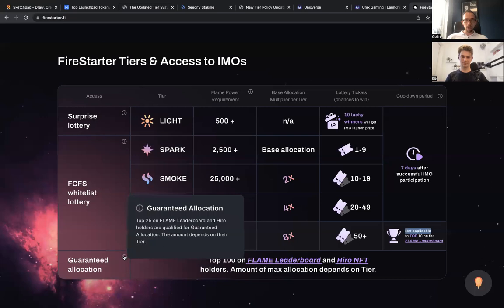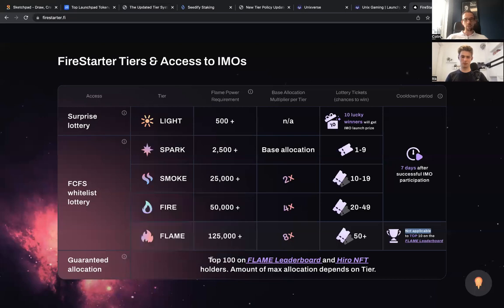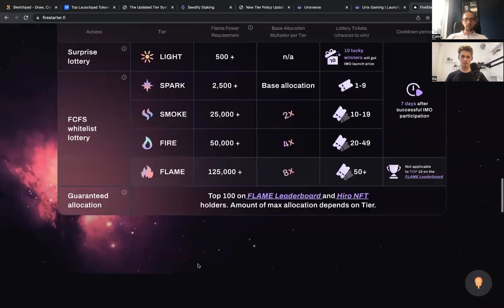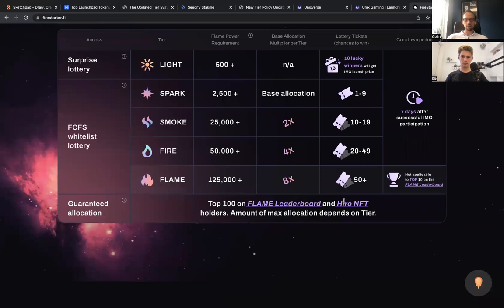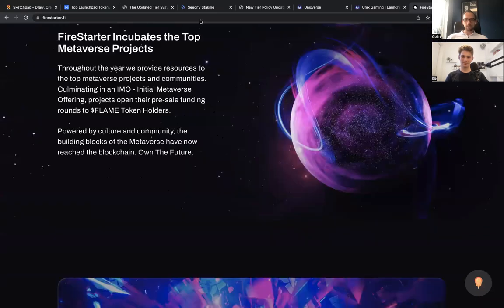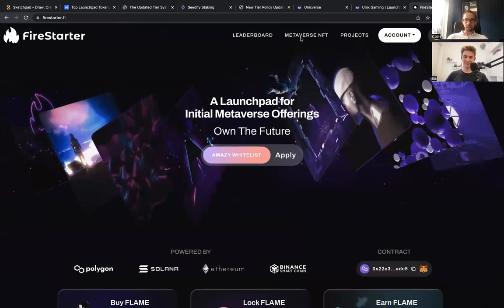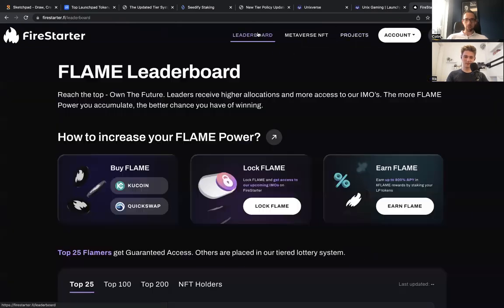Guaranteed allocation, top 25 on Flame leaderboard and hero holders are qualified for guaranteed allocation, but here it says top 100, also confusing. Right? Okay, so let's look at that leaderboard. Oh, it's not clickable. That's a shame. It's underlined, it should be clickable. Yeah, I think so. Okay, leaderboard's right here.